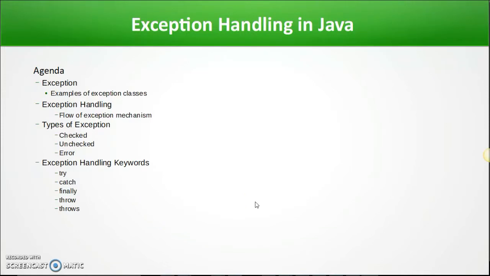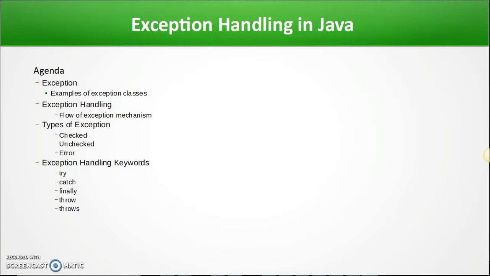Okay, and this is our agenda for today's session. Here we will discuss all these topics. First of all, exceptions. Here we will discuss what exceptions are, and also see the different types of exceptions that occur in our program or applications. Exceptions are classes in Java, and all the exceptions in Java are nothing but classes. So we will discuss all the exception-related classes here.